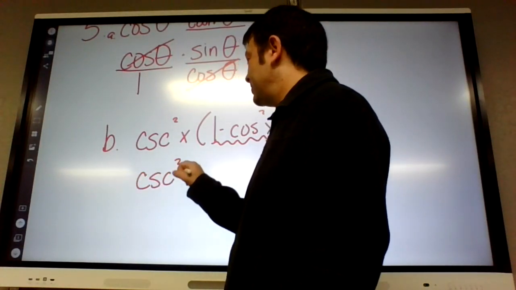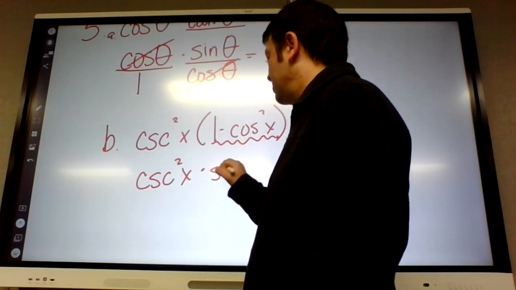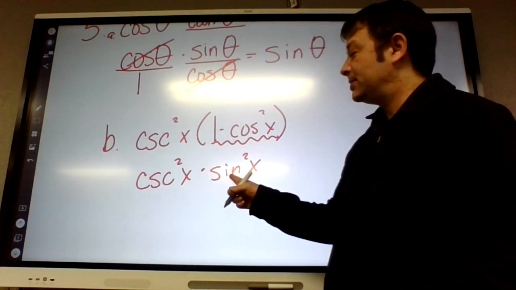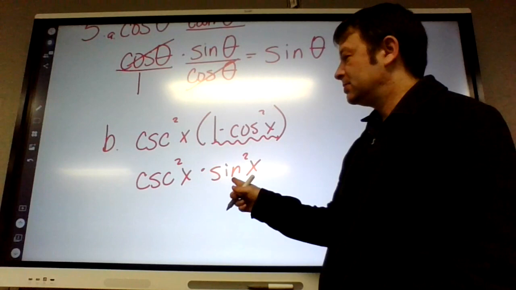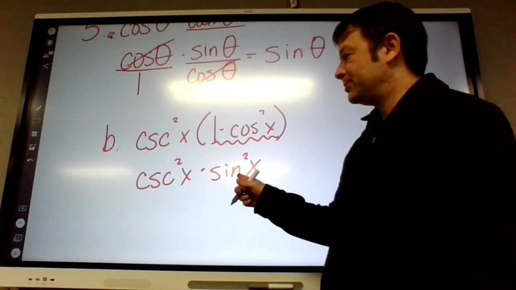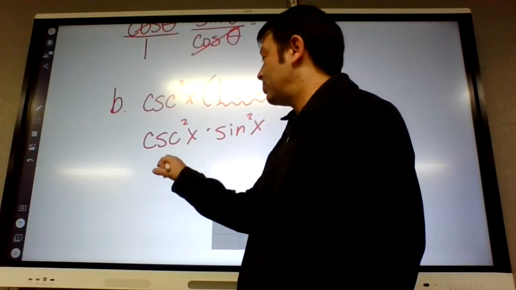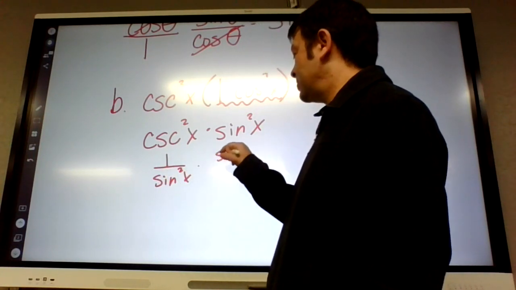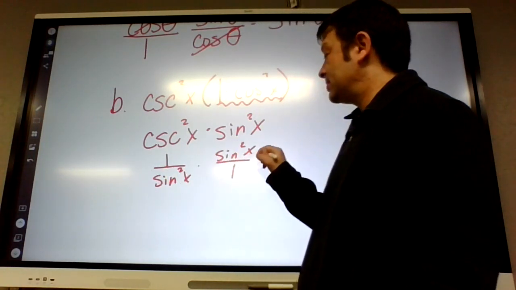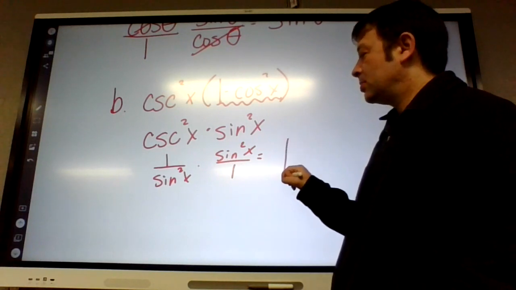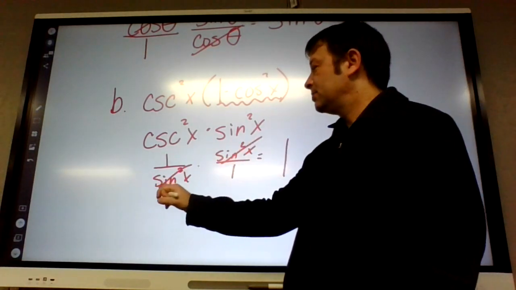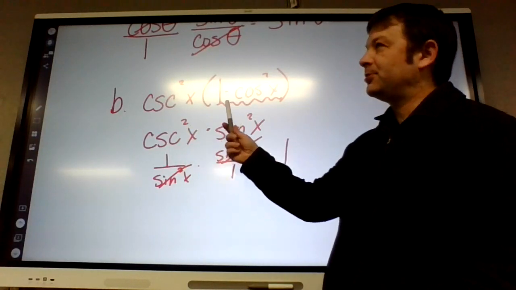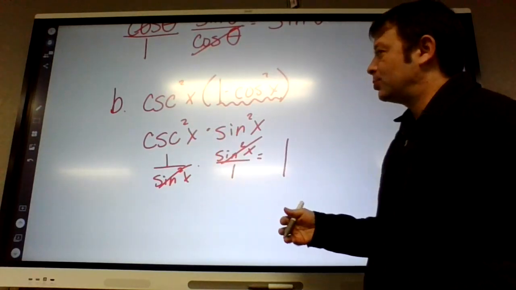Okay, and do you guys know how cosecant and sine are related to each other? They're reciprocals. This is like 1 over sine squared. So what's 1 over sine squared times sine squared? 1. They cancel out. So when you multiply reciprocal functions, it just equals 1.